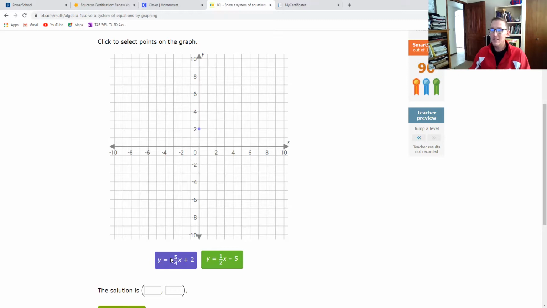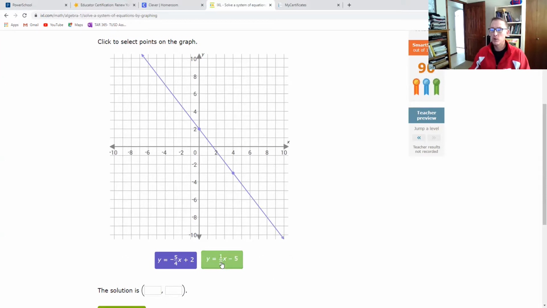The slope is -5/4. So from here, that's down 5. 1, 2, 3, 4, 5. And then run 4. 1, 2, 3, 4. And you'll see the line starts to develop as you do it. And as soon as I click this second dot, boom, it draws the whole line for you.